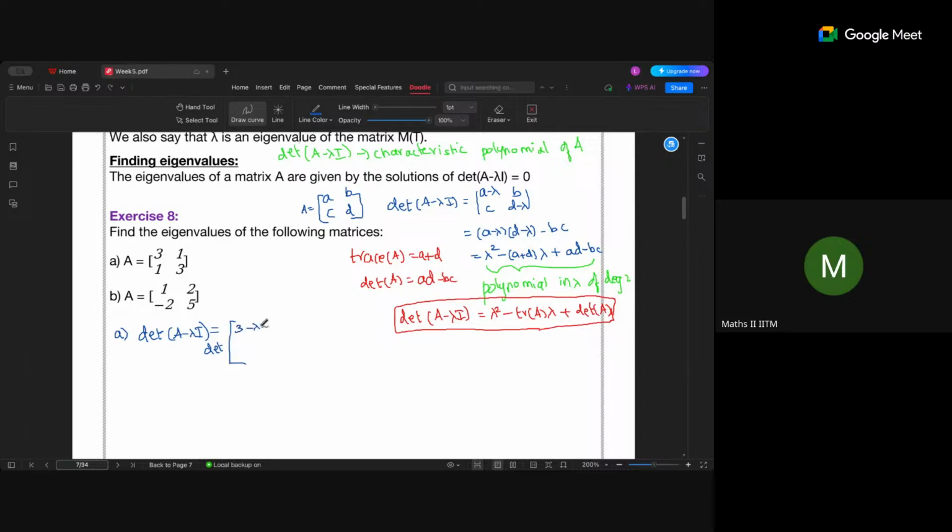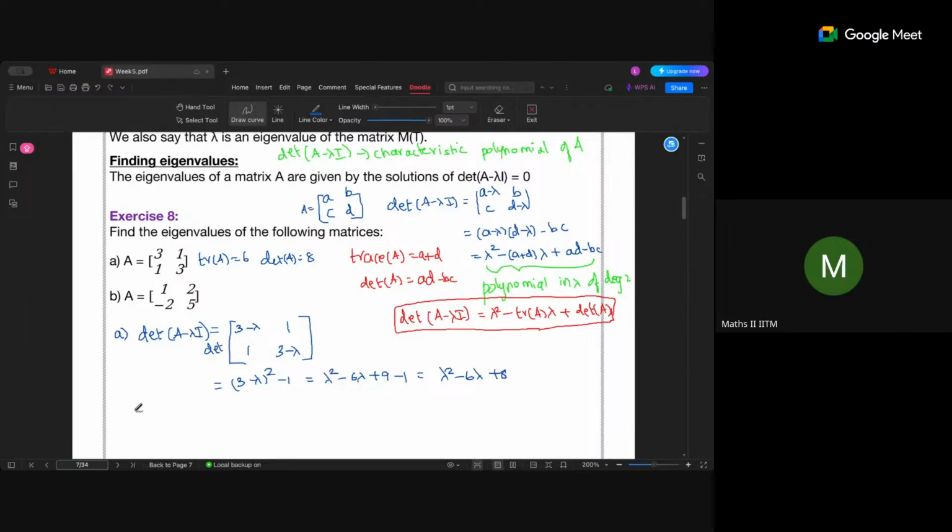So 3 minus lambda, 1, 1, 3 minus lambda. So this is (3 minus lambda) square minus 1. So lambda square minus 6 lambda plus 9 minus 1. So it is lambda square minus 6 lambda plus 8. So you can see that the trace of the matrix is 6 and the determinant of the matrix is 8. Okay, so either way you can compare this.